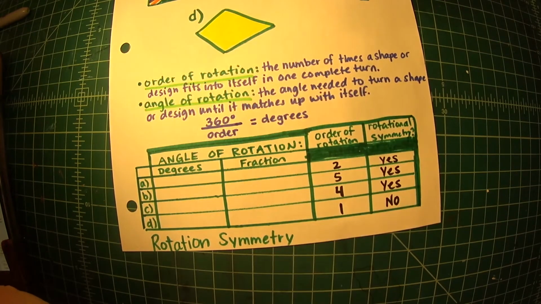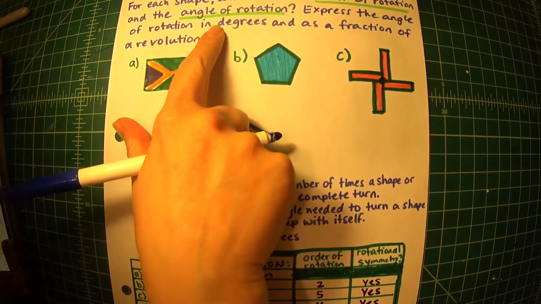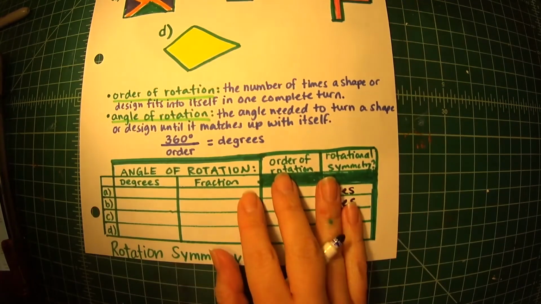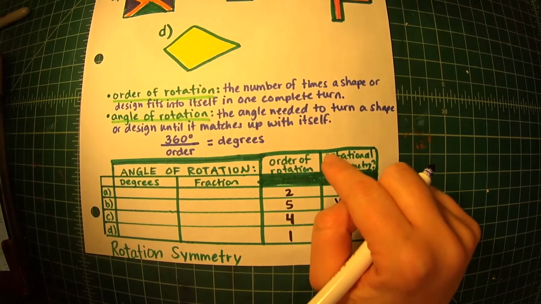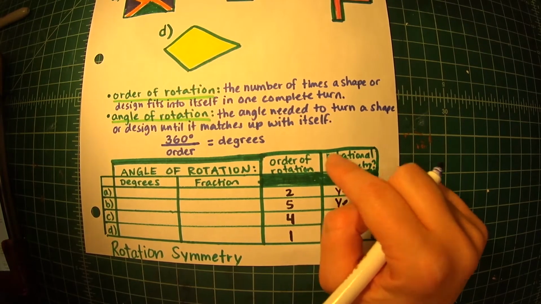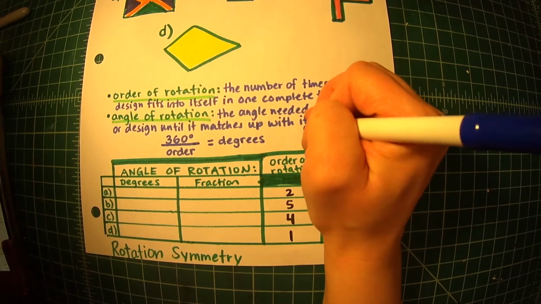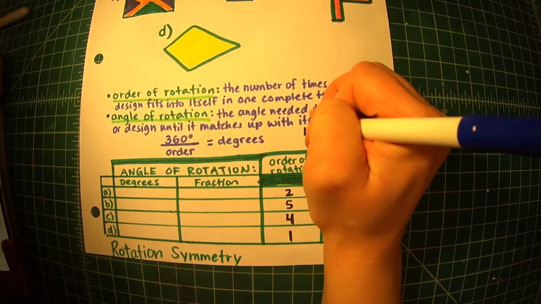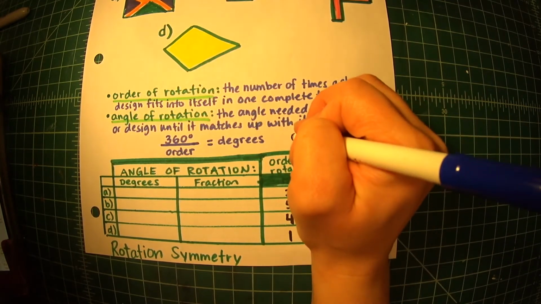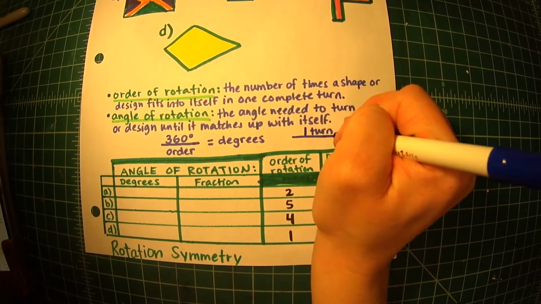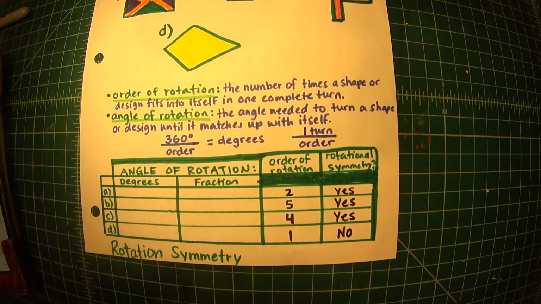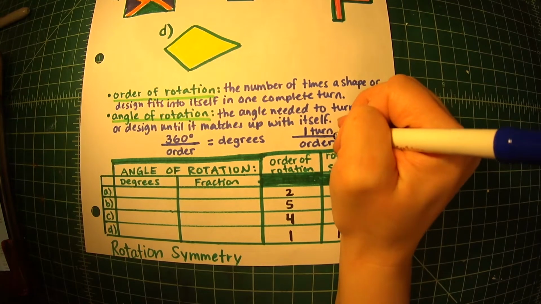Okay, however, like it says right here, it says to express it as degrees and as a fraction. So you'll often be asked to do both. And the way that we express it as a fraction is always 1 for 1 turn over the order of rotation. And that's how you express your fraction. That's it.